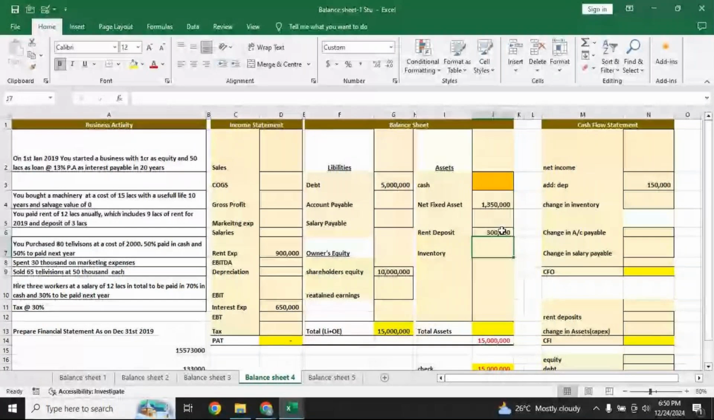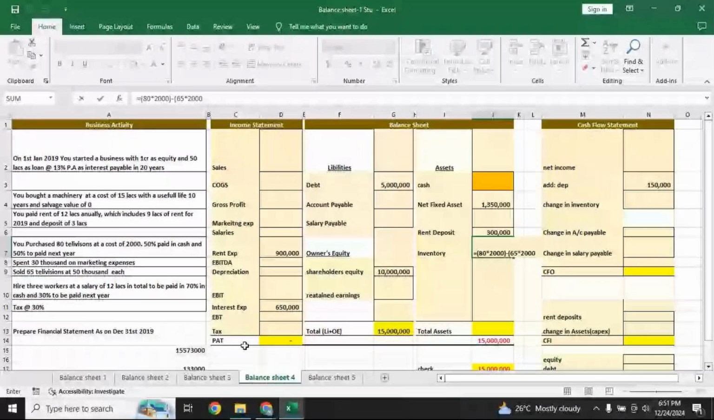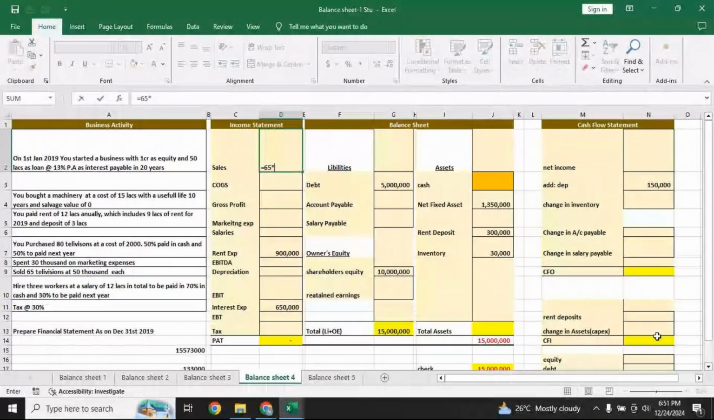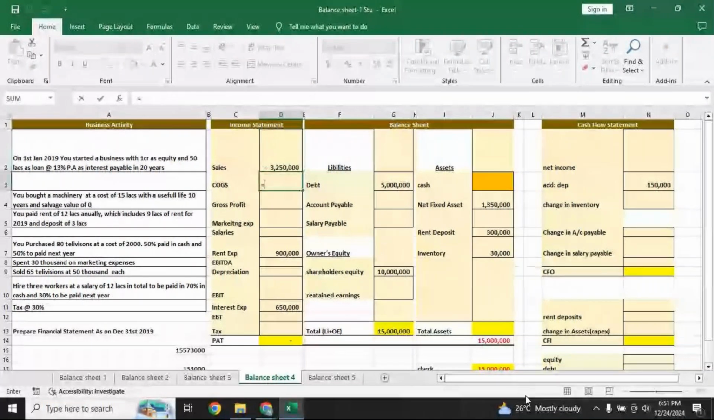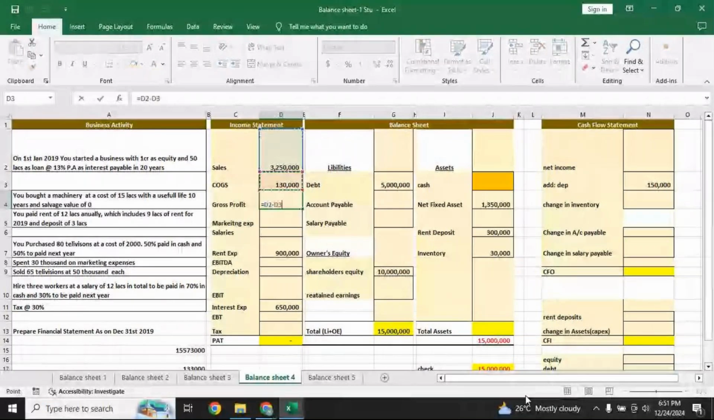So purchased 80 television at a cost of rupees 2000. So 80 into 2000 minus, I sold 65 television. So I am doing it in prior only. 65 into 2000, so this will be my inventory. So I sold 65 television at the cost of 50,000. So sales will be 65 into 50,000. COGS is 65 into 2000. Gross profit will be sales minus COGS. Marketing expenses, that again 30,000.